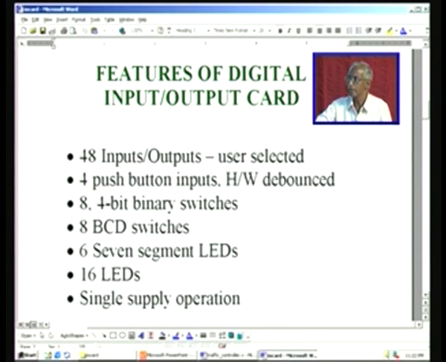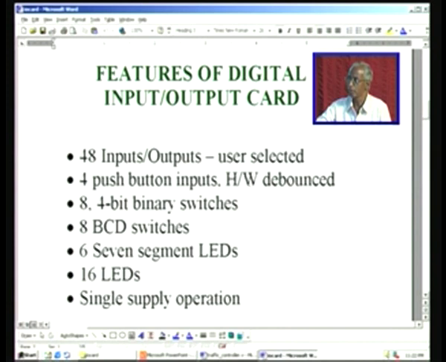board. And the first feature is it has a total number of 48 discrete inputs and outputs, and each of these inputs outputs can be configured by the user, and therefore it is called user selected. And in addition to this, we have 4 push button switches, and each of which is hardware debounced. We use 7400 NAND gate for debouncing the circuit.